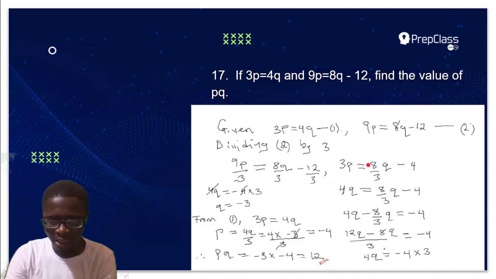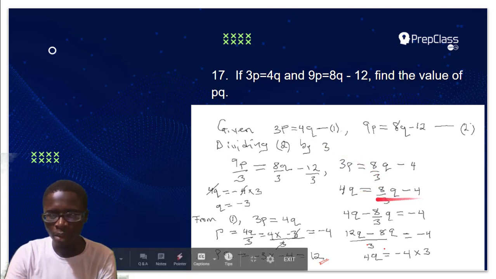So you can see that this new derived equation is equivalent to equation 1. So it obviously means that we can equate the two. Yes, they are tantamount to each other. So from here, we just need to proceed with the solution to get the value of Q by solving it algebraically. And here, 4Q minus 8 all over 3Q is equivalent to minus 4.